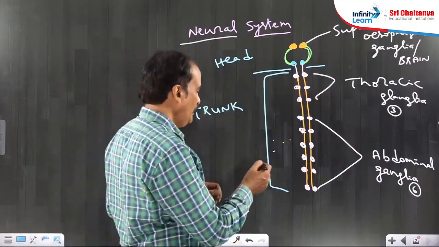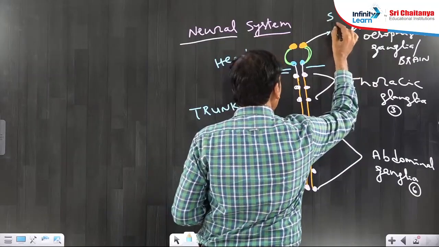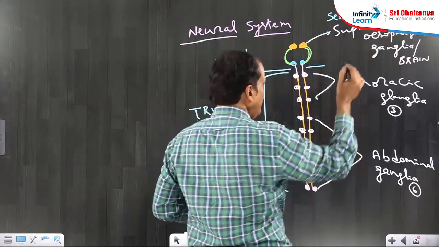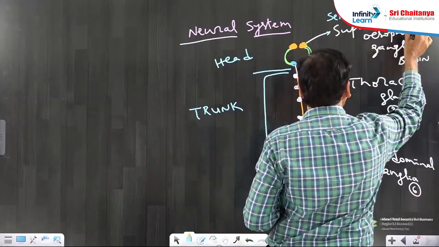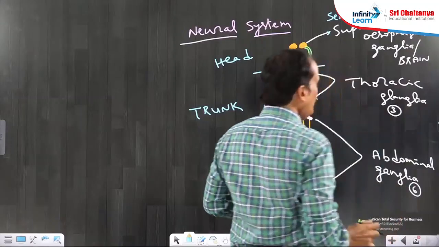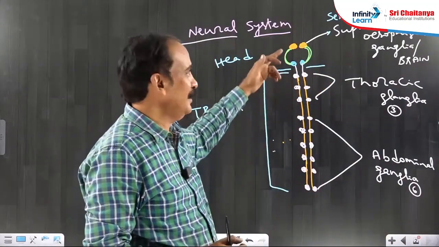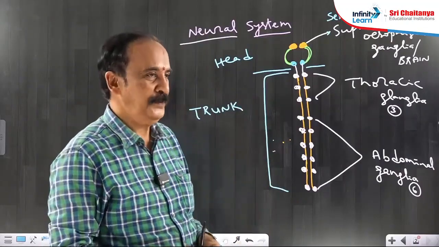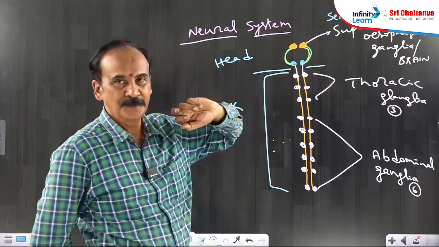So brain in cockroach is sensory. This is sensory in function, as well as endocrine. Endocrine is extra. What does endocrine mean? Endocrine means it releases hormones. Cockroach also will produce hormones just like we produce. So brain in cockroach produces hormones.